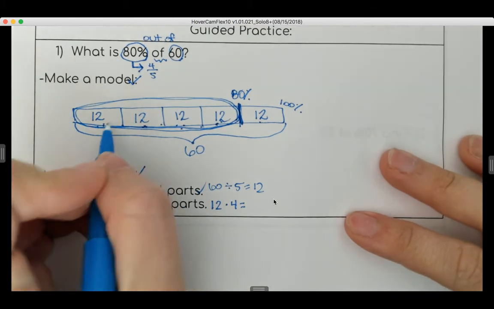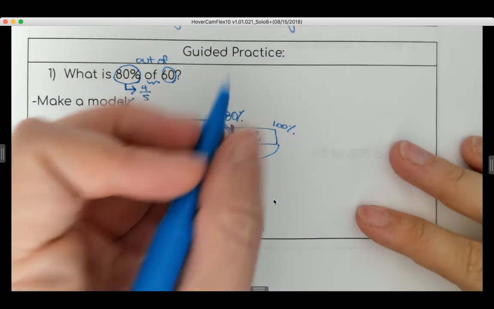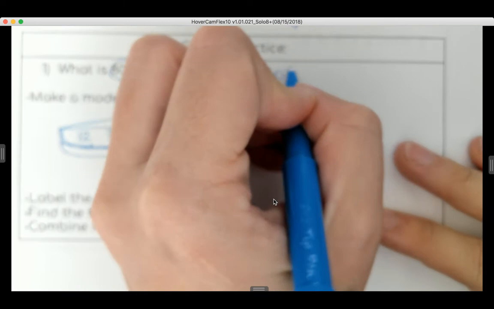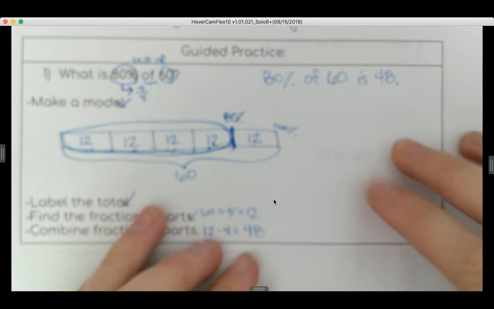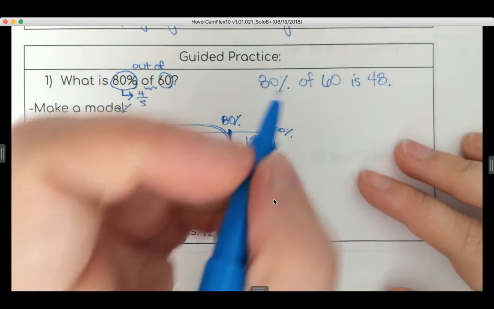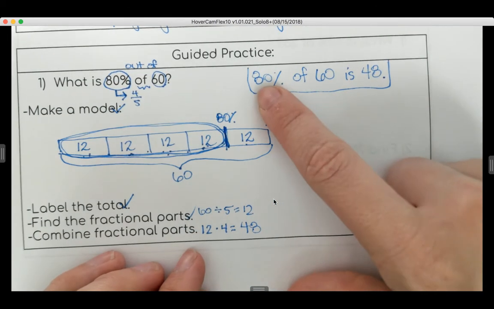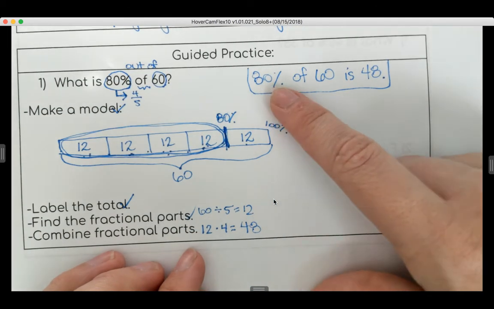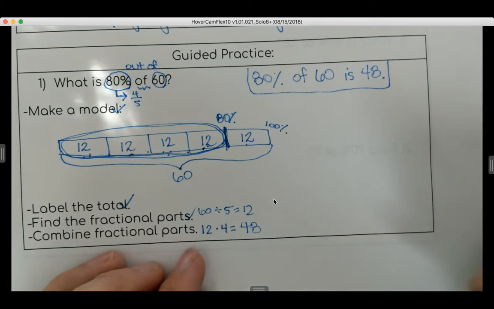So 12 plus 12 plus 12 plus 12 is 48, which means we're going to write our complete answer sentence. We're going to interpret it. 80% of 60 is 48. So what this means, this is my, focus. There we go. What this means is if I had a test of 60 questions and I got an 80%, how many did I answer correctly? I answered 48 of those questions correctly.